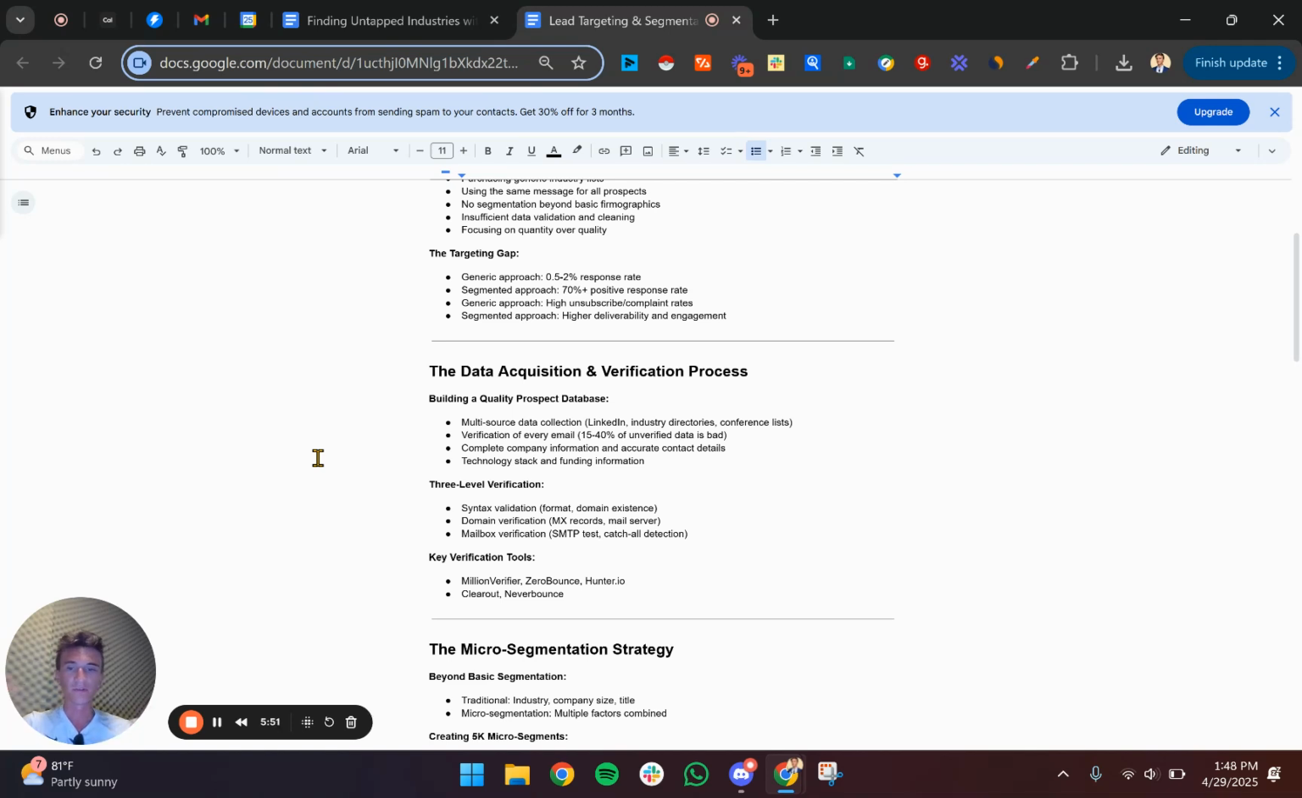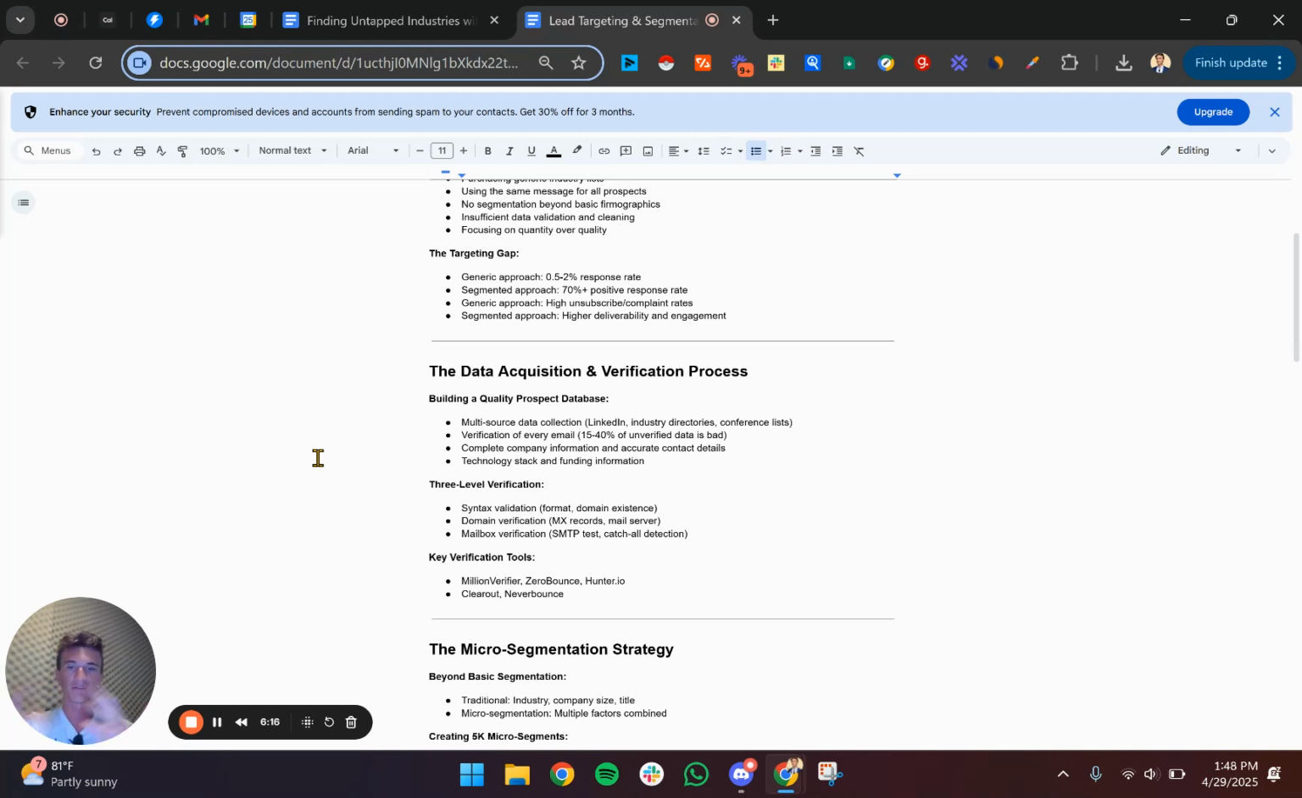So there's really three levels of verification that you can do. This goes a little bit deep into what maybe most people don't need from this channel, but the first is syntax validation, so like format and domain existence. Then domain verification, so MX records, mail servers, things that are within the DNS records, right? And the last one is the mailbox verification, which is like SMTP, and the catch-all detection, right?